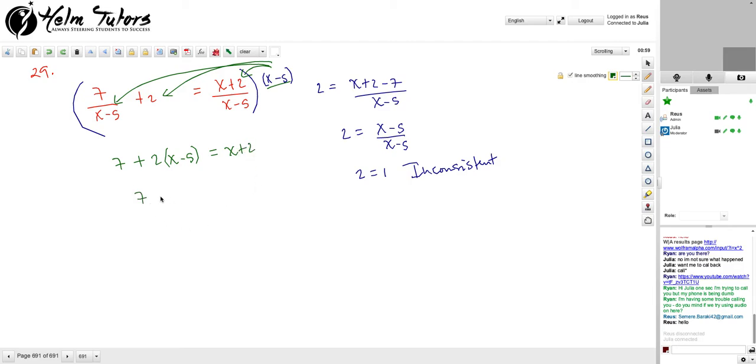Okay, now we have 7 plus 2x minus 10 equals x plus 2. Got it. And so then we get 2x minus 3, that's the 7 and the 10, equals x plus 2. And so then we would have plus 3, and then minus x. We can handle doing both. So we're going to get x is equal to 5.